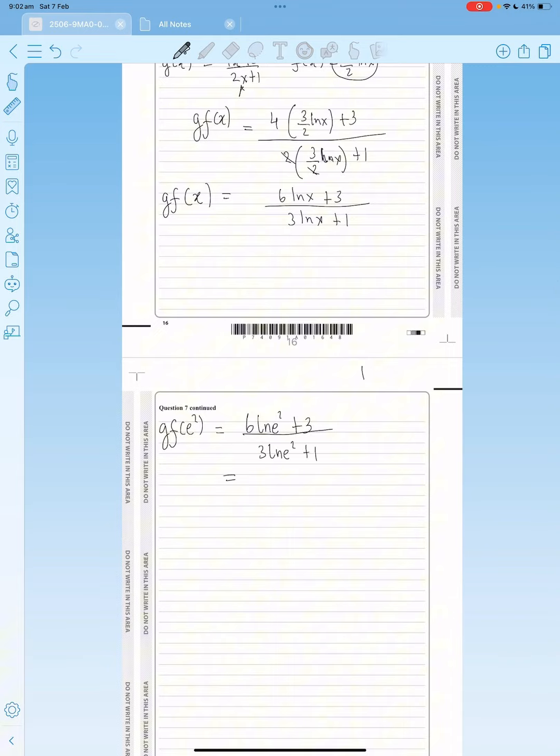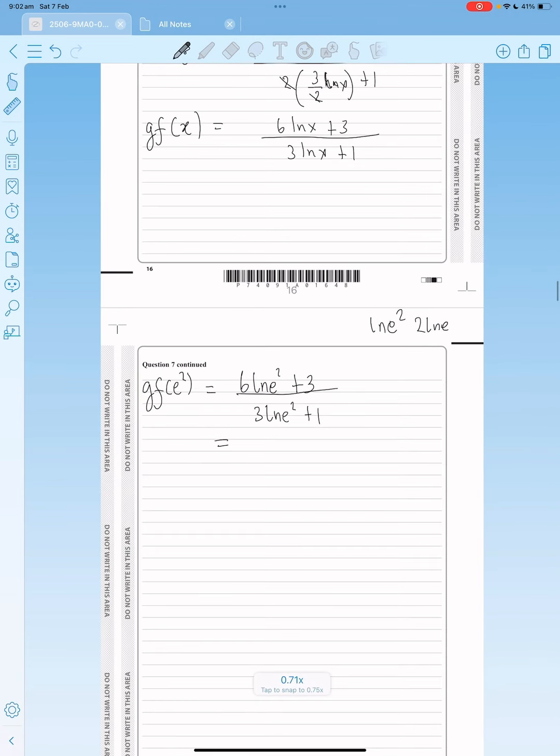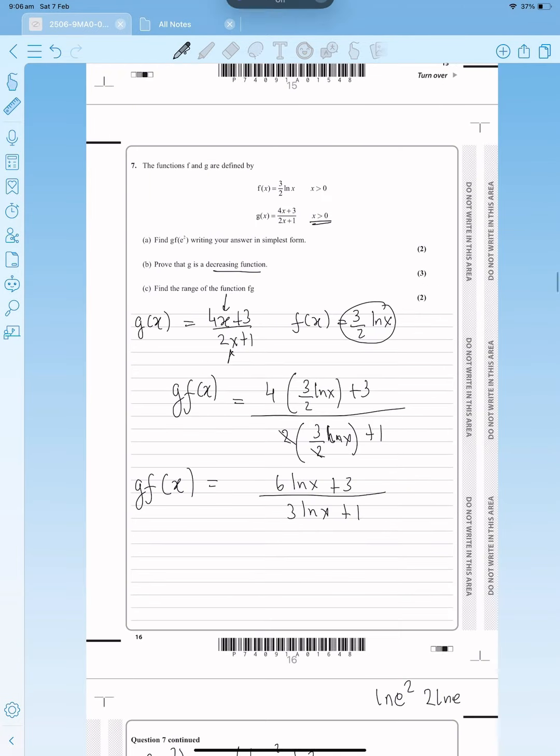We know what log rules say. Ln e squared would essentially just be 2 ln e, and ln e is 1. So therefore 12 ln e would just be 12 plus 3 over 3 ln e. 2 would come to that side, so it would become 6 ln e, which is 6 plus 1. So this would become 15 over 7. Nice. So it solves quite nicely. And that should be the answer for part A.